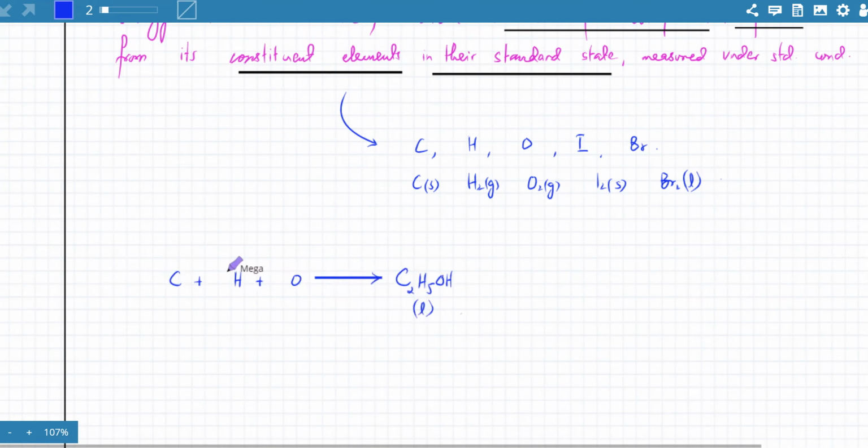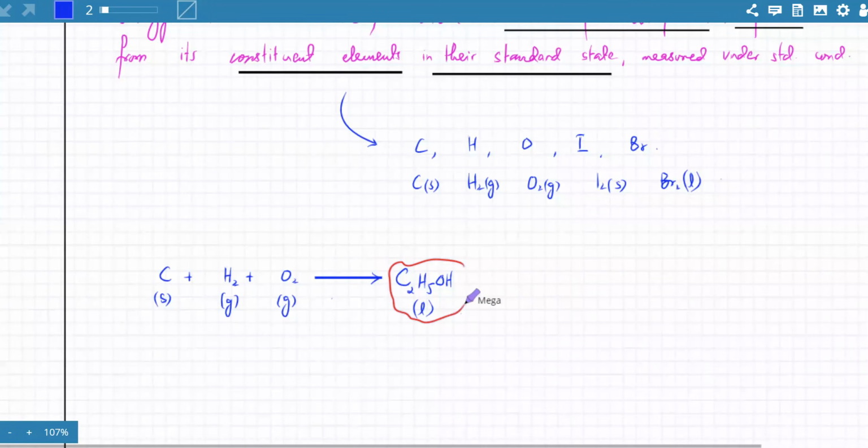So make sure that carbon is a solid. Hydrogen over here is a diatomic gas. And oxygen is also a diatomic gas. So they're all gases. And remember, it has to be 1 mole of a substance. So which means that this must be kept 1 mole. So it's the enthalpy change of a reaction where you're making 1 mole of a substance from its constituent elements.